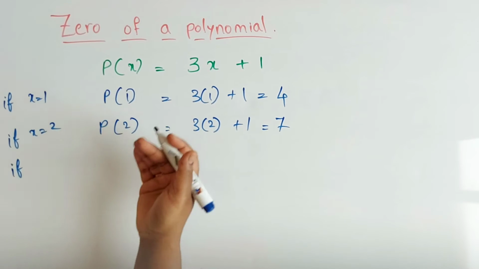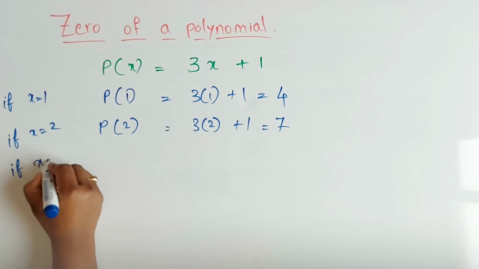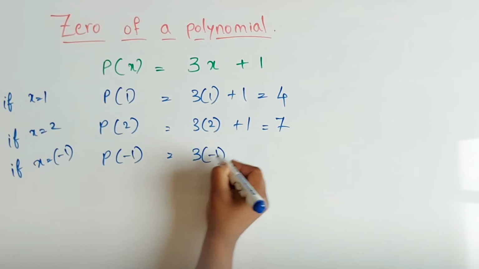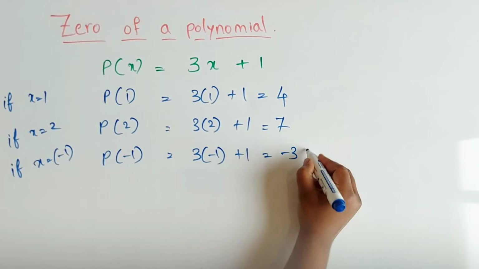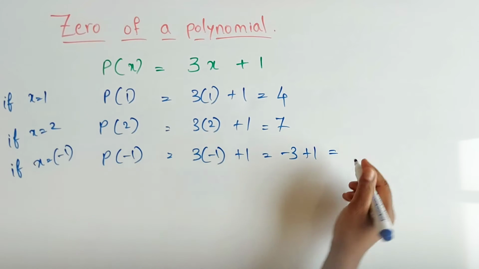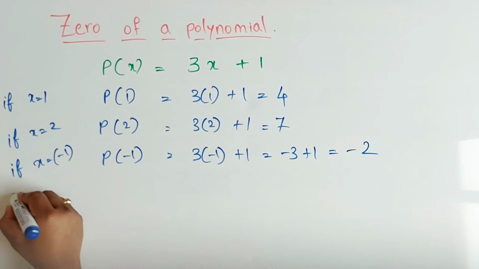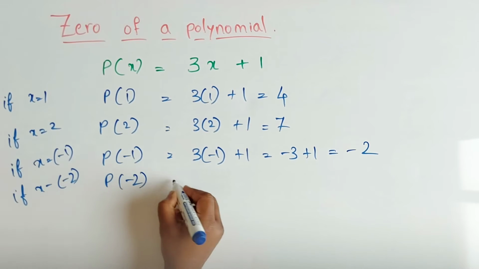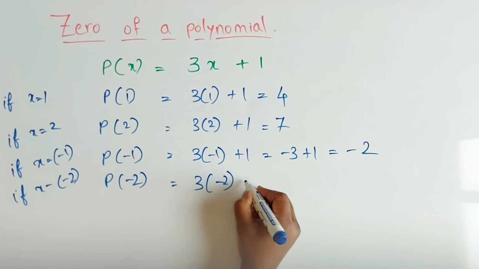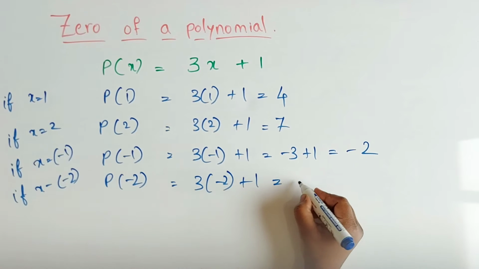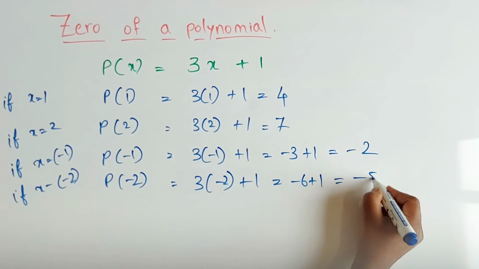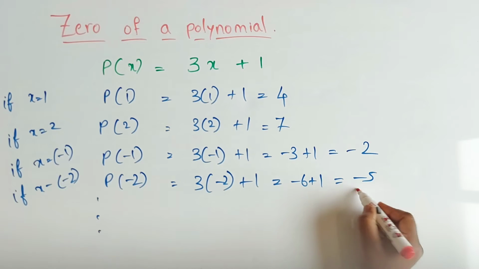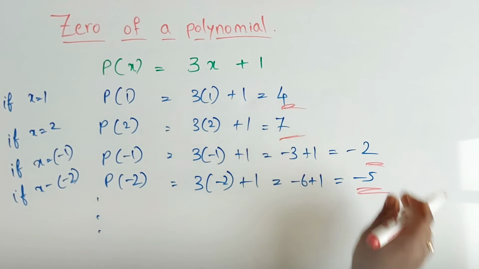You can take negative values also. If x equal to minus 1, P of minus 1 equal to 3 into minus 1 plus 1. Minus 3 plus 1, that is minus 2, children. If x equal to minus 2, P of minus 2 equal to 3 into minus 2 plus 1. It is minus 6 plus 1. The value is minus 5. So at one particular point, the answer will be 0.